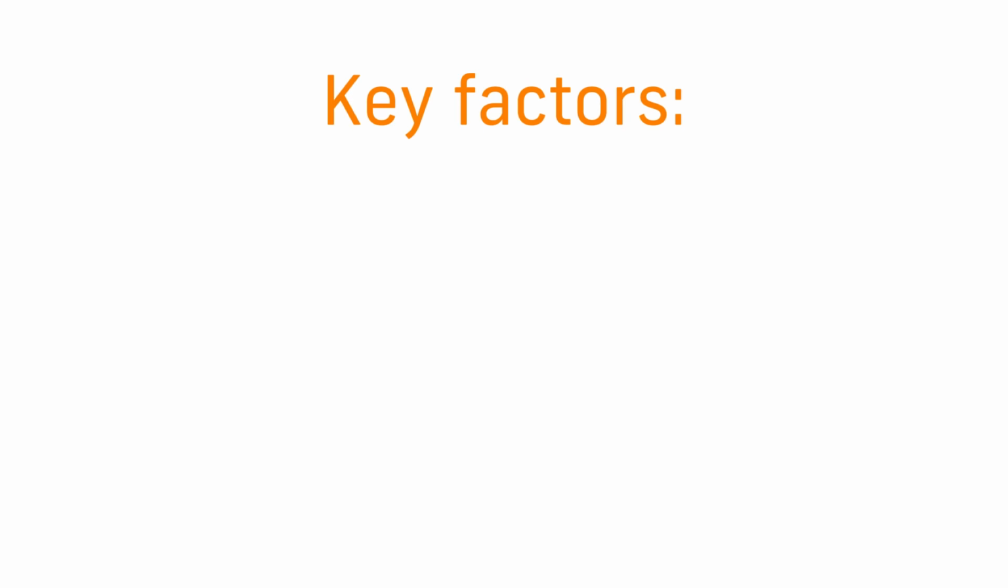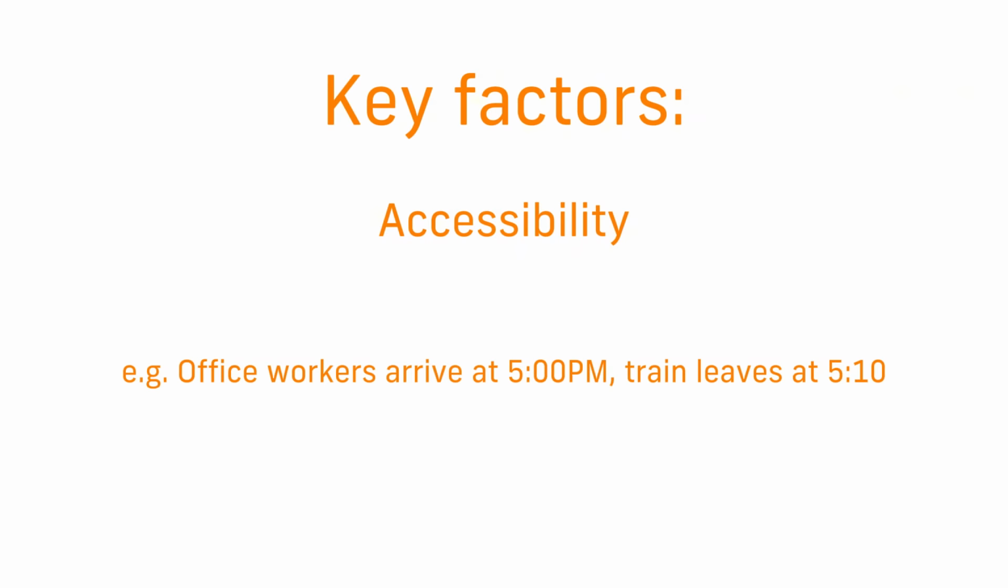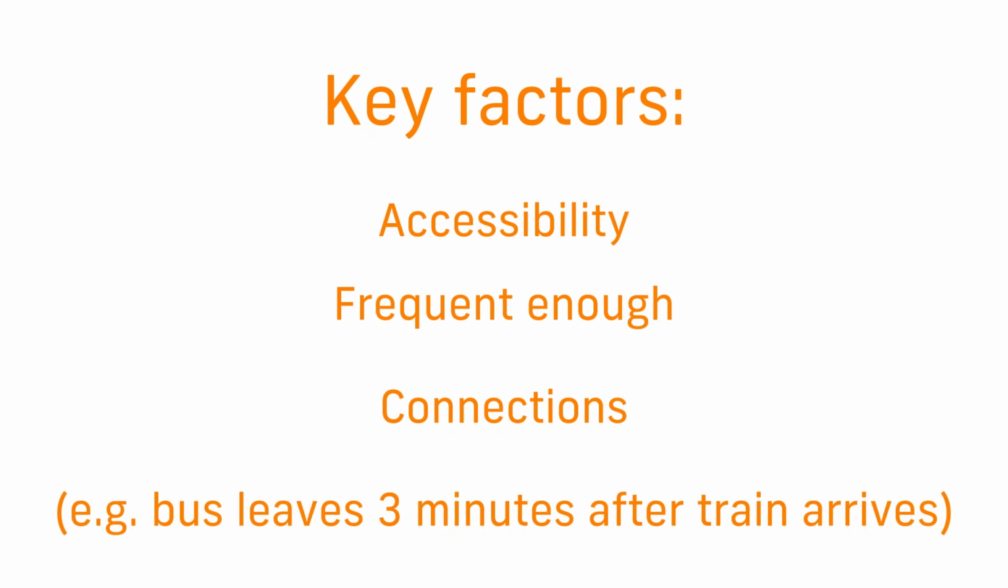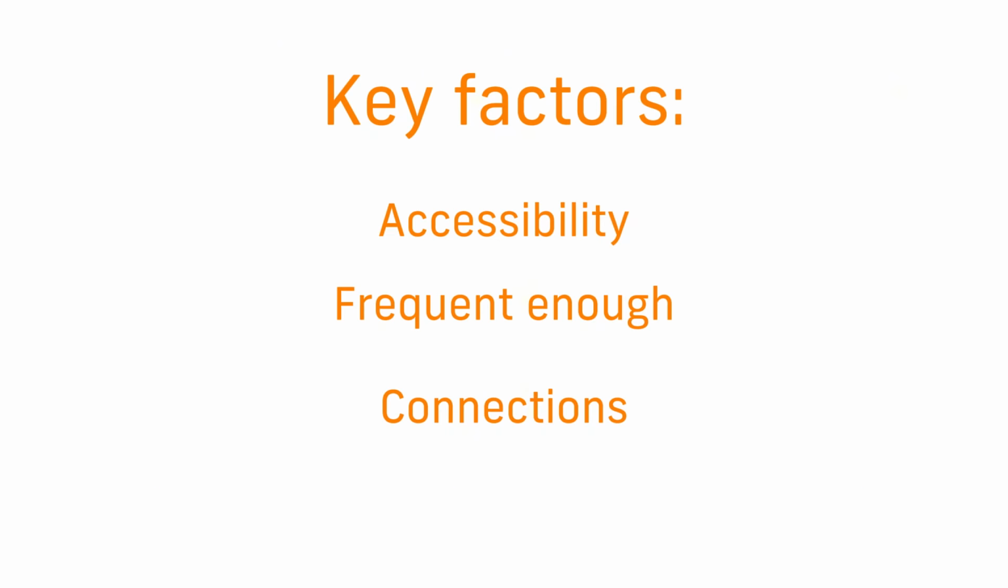There are several key factors that influence how we design a railway timetable. Firstly, we want to make our service easily accessible, which means that people can easily reach our service in time. Also, we want to ensure that it is frequent enough so that passengers can comfortably use it, but not too frequent or we waste a lot of space. Finally, we need to ensure that the services connect well with other services.